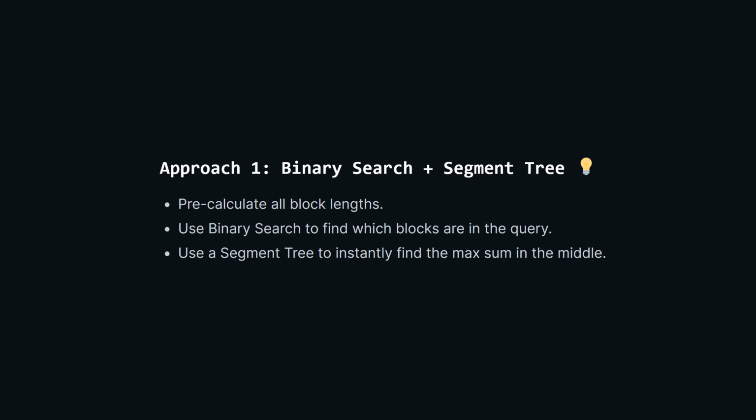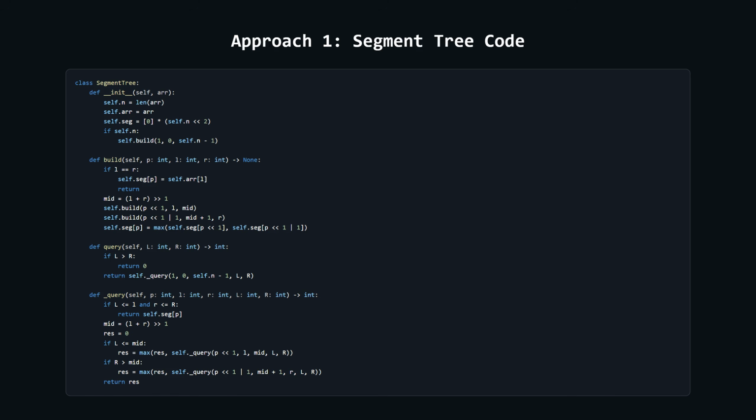Here is our first approach. We will pre-calculate the lengths and positions of every block of zeros. Then, for each query, we can use binary search to quickly find which blocks got cut by the edges. Finally, we can use a segment tree to instantly find the maximum sum of the blocks trapped in the middle. Here is the code for the segment tree class exactly as shown in the problem editorial. It takes an array of numbers and lets us find the maximum value in any range very quickly.